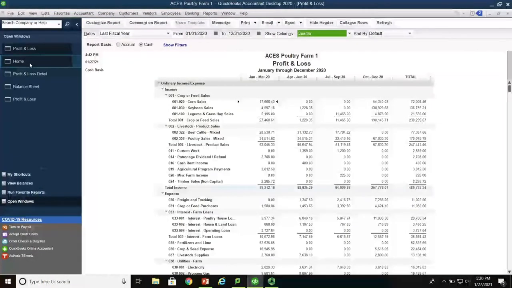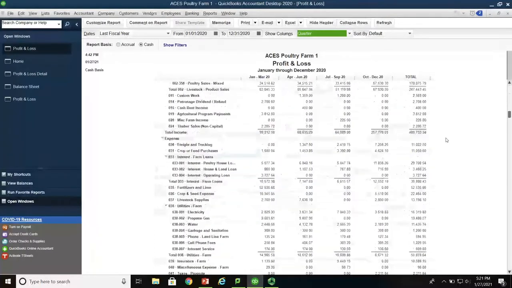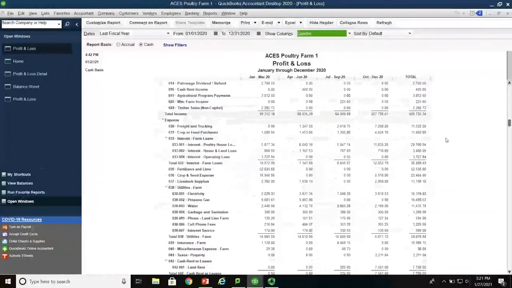This is the ACES Poultry Farm number 1 profit and loss report January through December 2020. You'll notice this is the first quarter, the second quarter, the third quarter, and the fourth quarter. Now, if you're going to do tax planning, you're probably going to do it at either the end of the third quarter or as of October month end, October year to date.